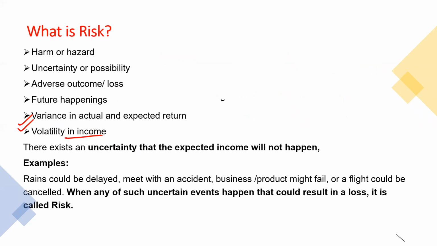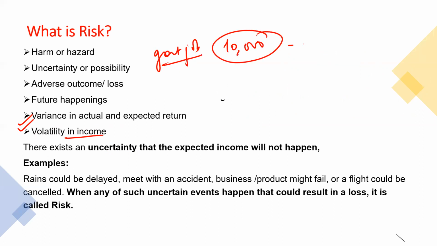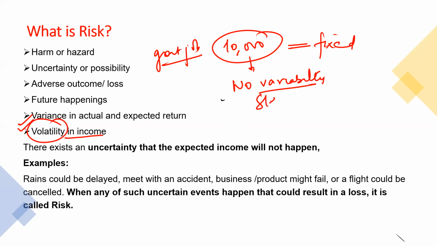Next, we're talking about volatility in income. Let's say I am in a government job and I'm getting 10,000 rupees of income or salary every month, right? Now this is fixed. Fixed means whether I do well or I don't perform, I'm assured that I'm going to get an income of 10,000 rupees. So there is no variability in my income. There is no volatility. It is steady income. It remains the same month on month, right? So that is what we call no risk.